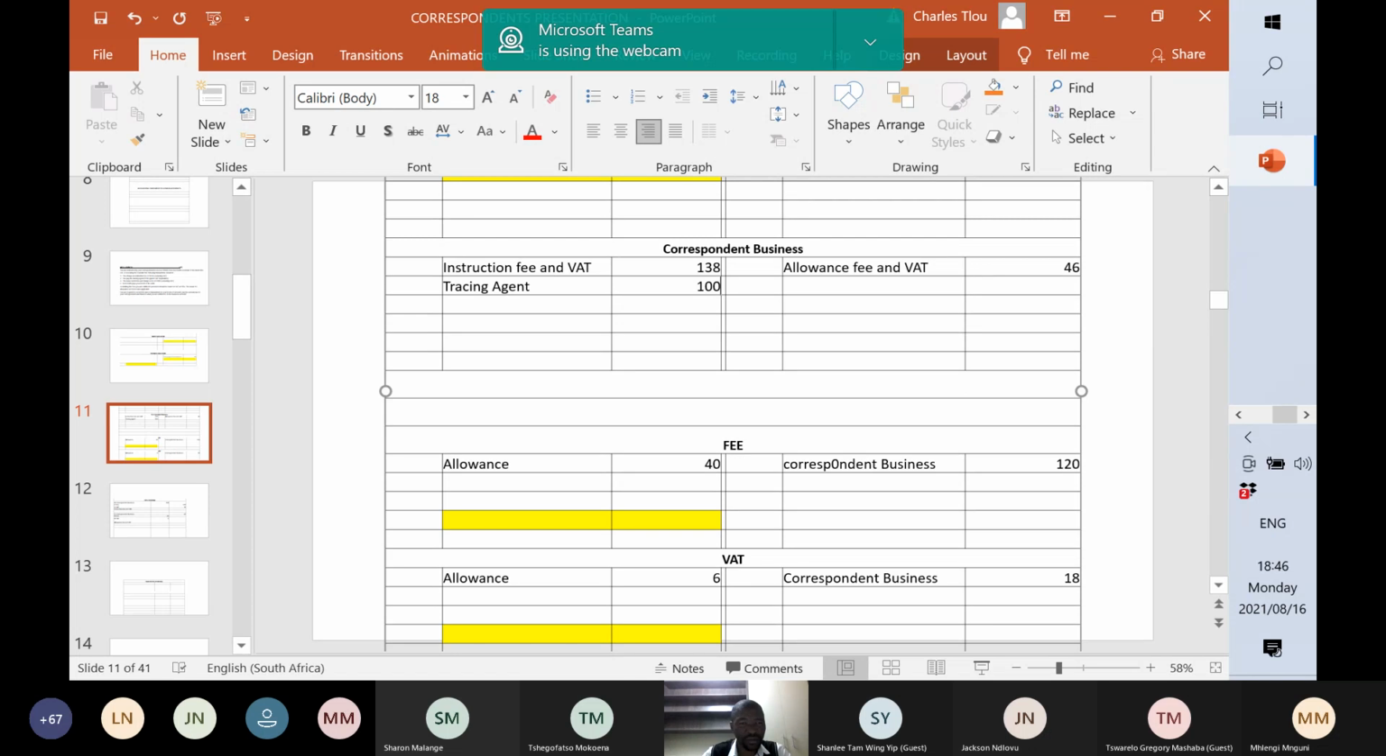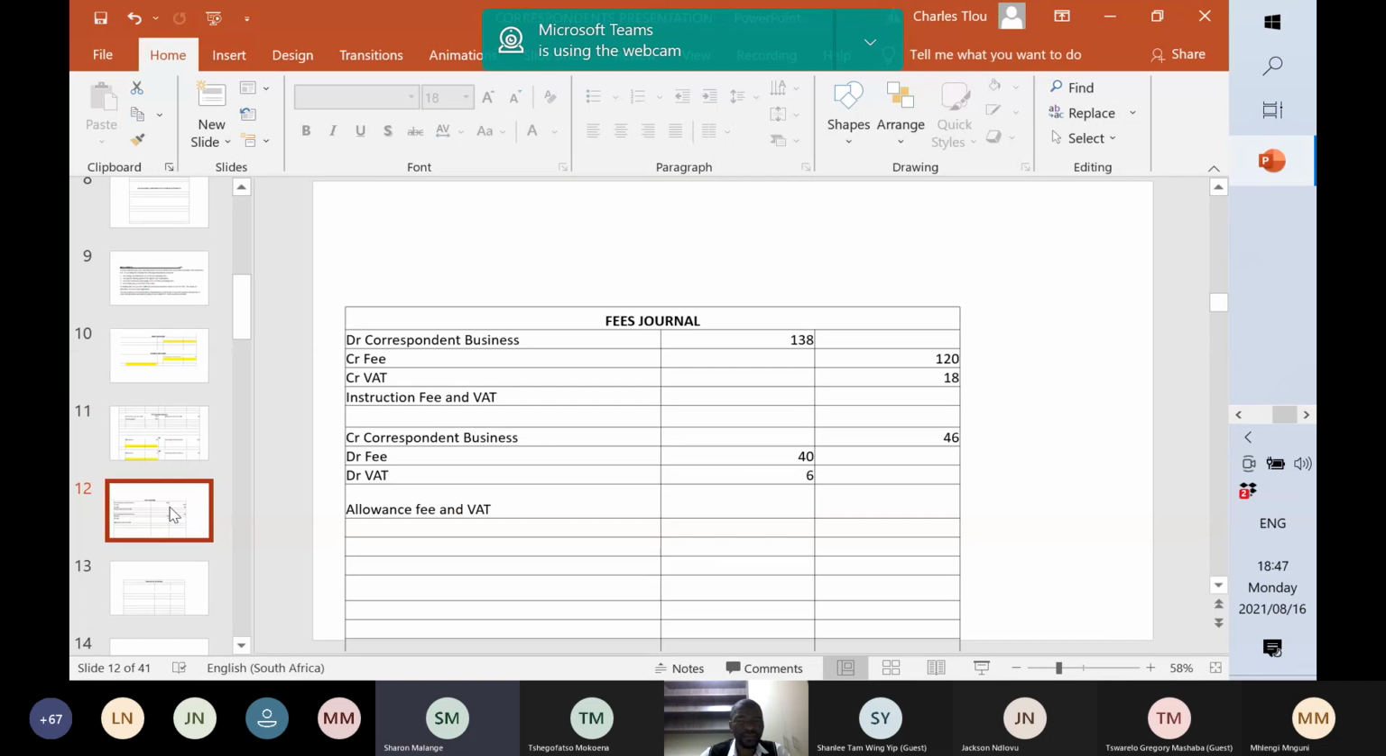Okay. Now, we go to the next transaction. You issue summons and charge a fee of 180 rands. And we are saying that 180 is a fee. Because it's a fee, in which journal are we going to record the 180? In the fee journal. Correct. Let's record another fee journal then.